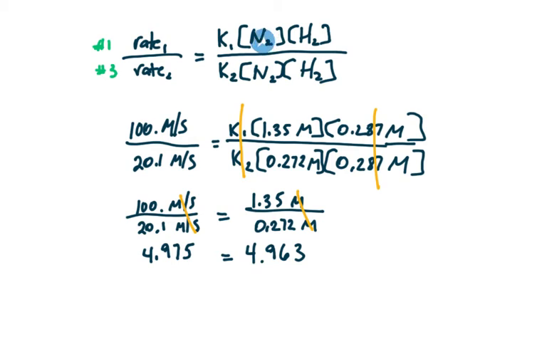So when I look at this, this tells me, all right, when I decreased the concentration of N2, looks like I decreased it by almost a factor of 5. What happened to the rate of the reaction when I decreased the concentration of N2? It looks like it also decreased by almost a factor of 5. So what this means is 4.975 is approximately equal to 4.963. They're almost exactly the same. And the differences between these two values is probably attributed to error in the data.